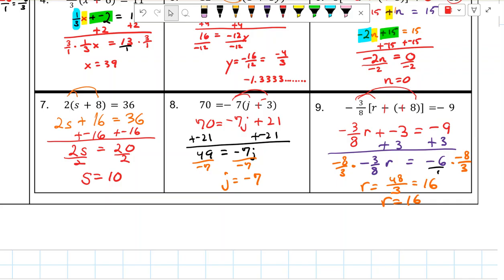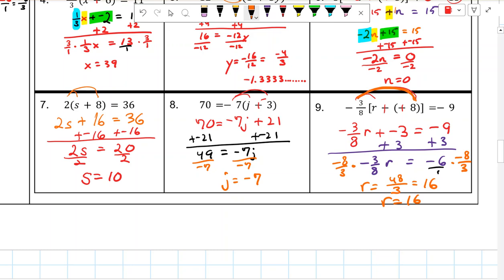All right, here are the solutions for 7, 8, and 9. 7 is pretty standard. 8 had some additive inverse in the beginning and distributing some negatives. But number 9 had a fraction. And I do want to mention this spot right here. This was -3/8 times 8.